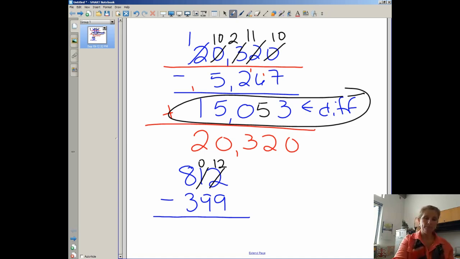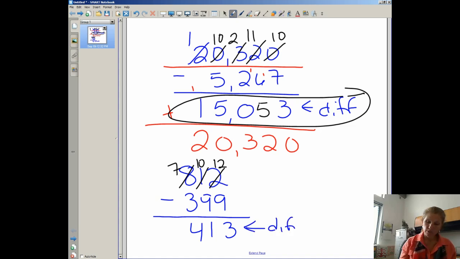Now I can say 12 minus 9 is 3, but now I can't take 9 away from 0, so I have to borrow again. So now I'm going to borrow one of these, which leaves 7, and I'm going to give 10 hundreds to the tens. 10 tens is 100. Now I can do 10 minus 9 is 1, and 7 minus 3 is 4. And $413 is what I think that she would have left in her account, and that would be the difference between those two numbers. How do you check it?